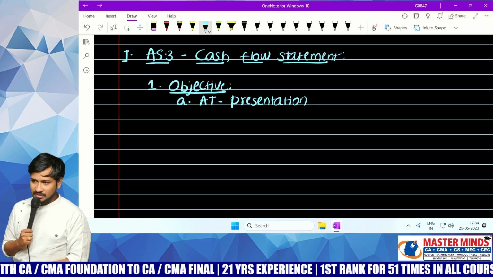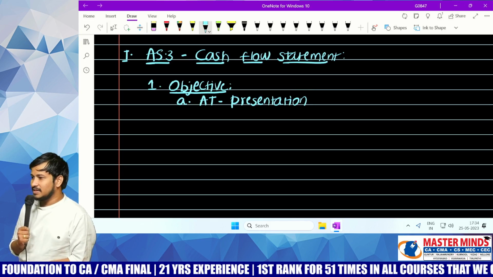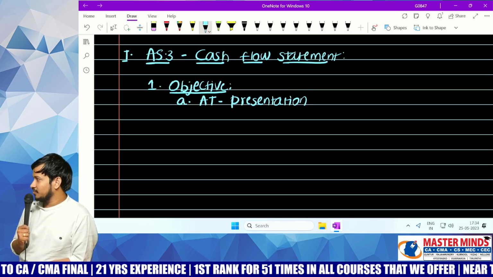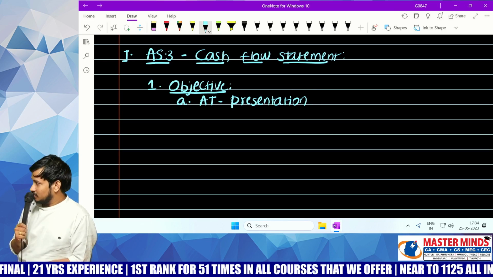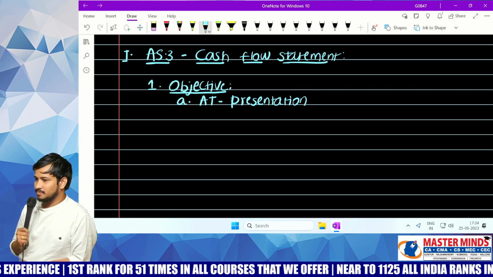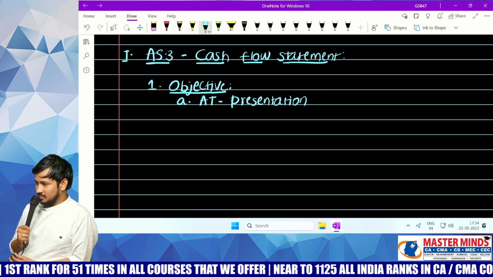And B, cash flow statement is an additional information provided to the users to take better decisions.